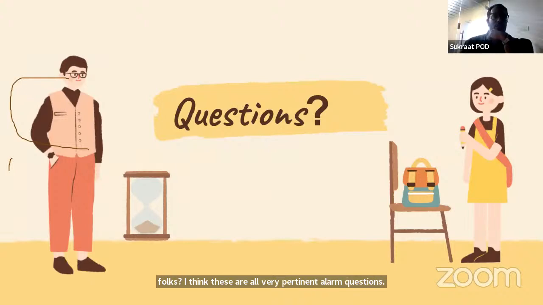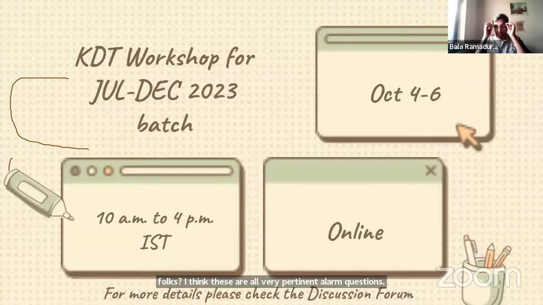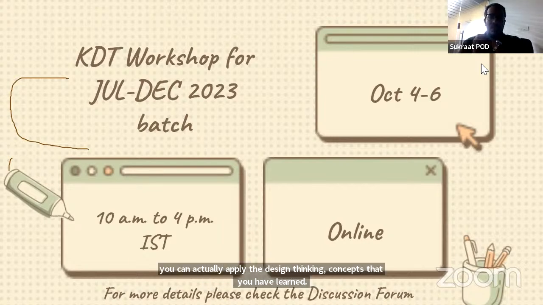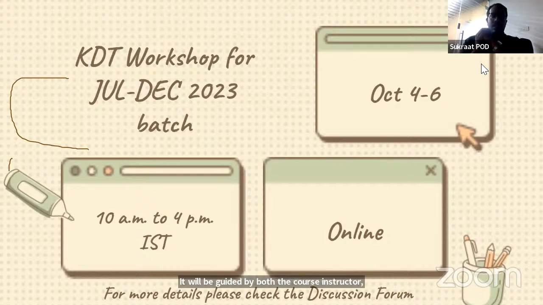If not, we can talk about the KDT workshop that is happening. The last agenda item would be this. There is a workshop that we are hosting between October 4 to October 6, from 10 a.m. to 4 p.m. It'll be a hands-on plus case-based workshop in which you can actually apply the design thinking concepts that you have learned. It will be guided by the course instructor, teaching assistants, as well as Professor Bala himself. We'll be running through whatever we've learned in this design thinking course, as well as trying to collaborate with a specific team, brainstorm on ideas, bulletproof our ideas, and present our solutions.